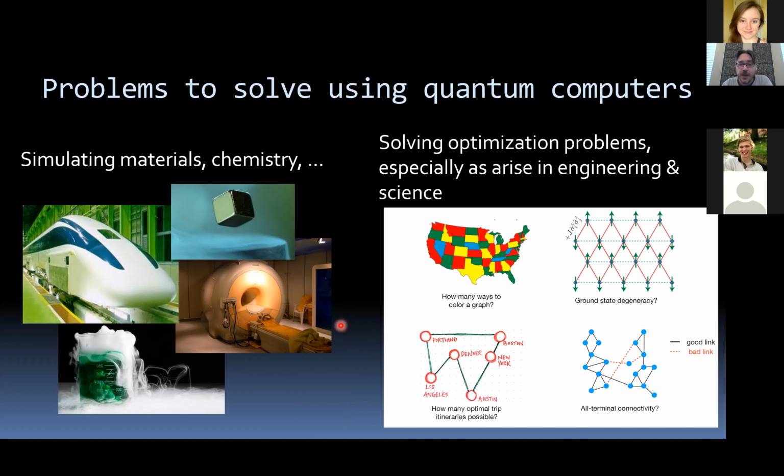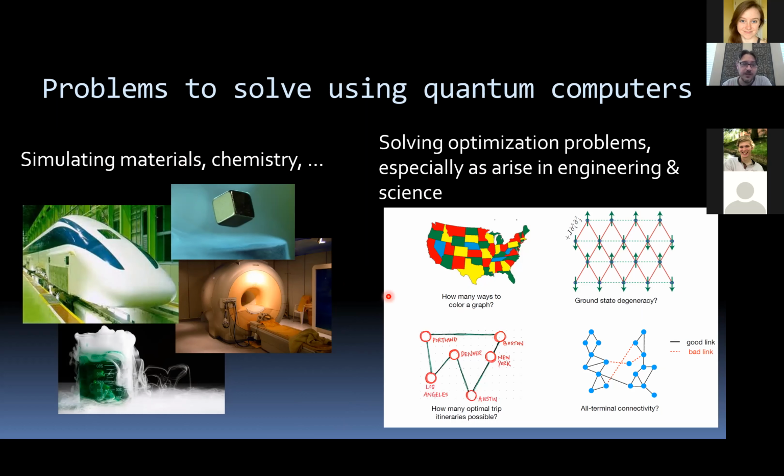And I'm actually going to tell you about it in the opposite order. So I'm going to start by telling you about some of the digital quantum algorithms we have for solving optimization problems, and then I'll tell you about how we're thinking about analog quantum simulation to simulate materials and chemistry, and then how to combine them.